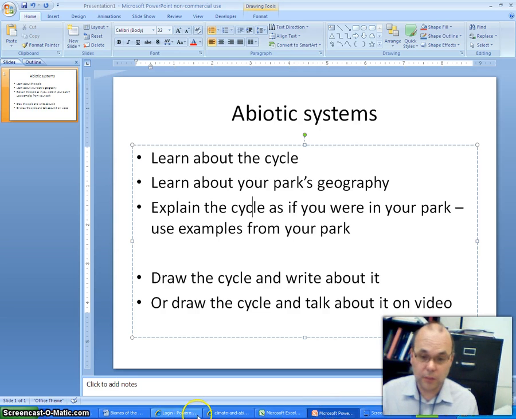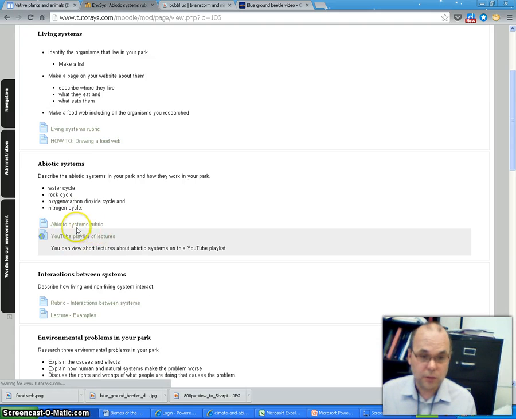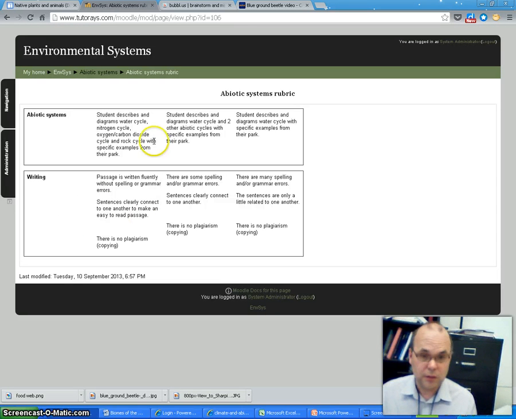So, I've got a rubric for you here. For an A, you're going to describe the water cycle, nitrogen cycle, oxygen carbon dioxide cycle, and rock cycle with specific examples from your park. For a B, the water cycle and two others. And for a C, just the water cycle.